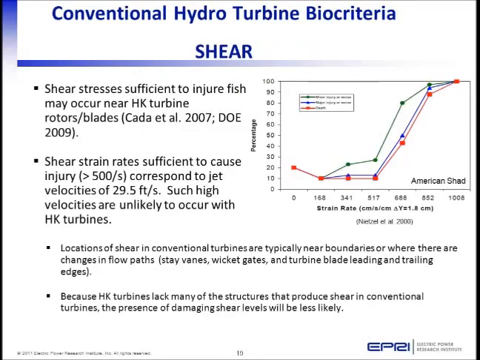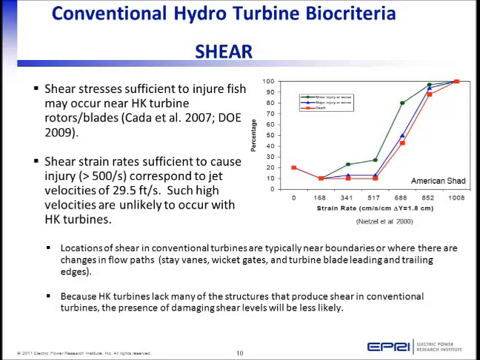Next slide. Shear is one of the mechanisms for harm to fish in a conventional hydropower environment, and it can potentially occur in a hydrokinetic turbine situation as well, as noted by Glenn Schott in reports in 2007 and 2009. Shear strain rates sufficient to cause injury can occur with jet velocities of up to 29.5 feet per second. But shears that high are unlikely to occur in hydrokinetic turbines.